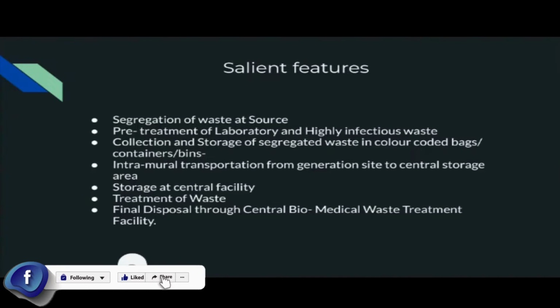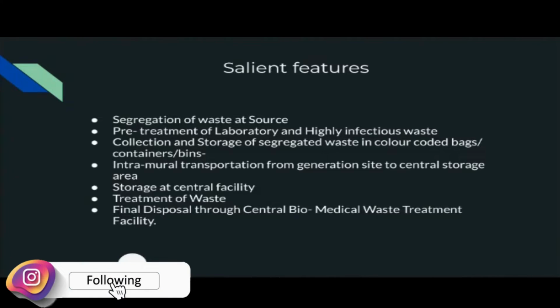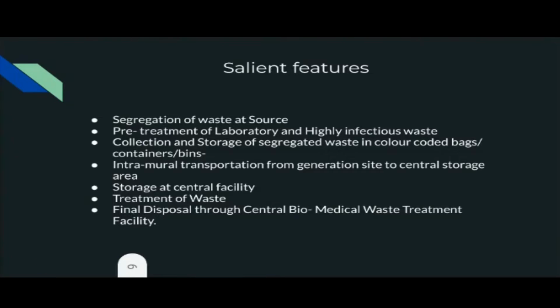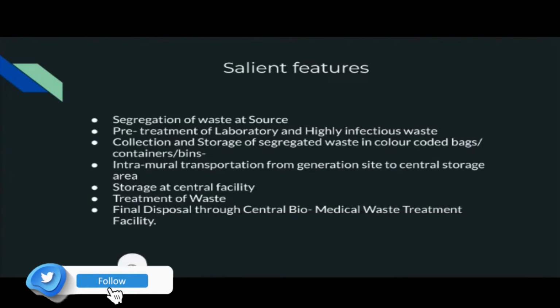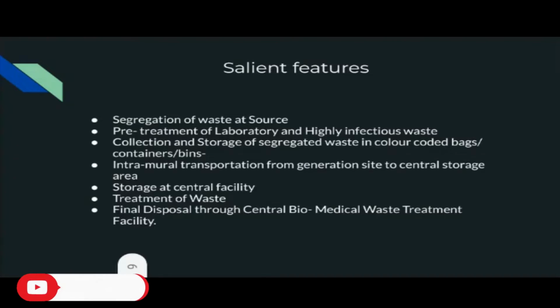The first feature is the segregation of waste at source. So we know that biomedical waste contains different elements. There may be plastic elements, there may be sharp objects, there may be waste from the human body, there may be body parts itself. So these different kinds of waste should be segregated at the source itself. That is, at the particular facility itself, these wastes have to be segregated.